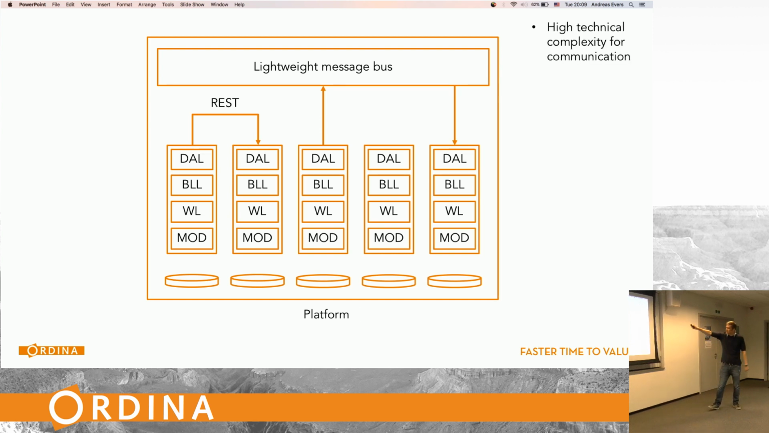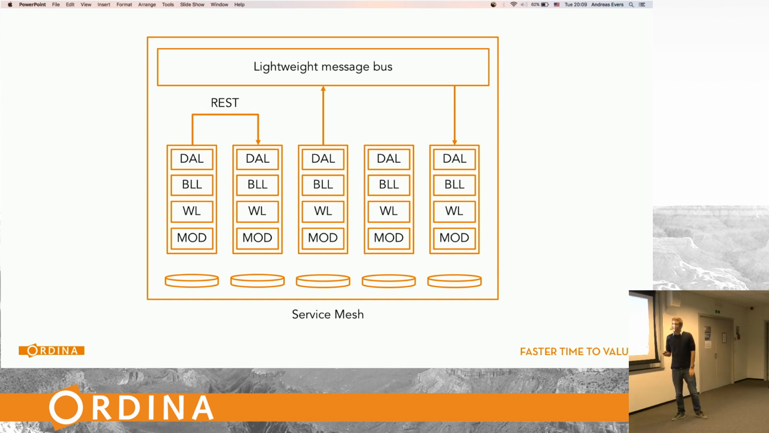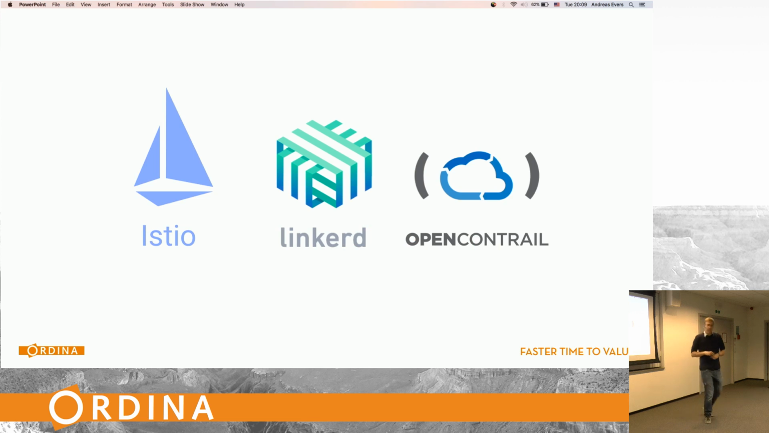How we can solve this is service meshes. So I suppose nobody has heard about service meshes, right? Whoa, this one guy. Okay, so for you this will be very easy. A couple of examples here are Istio, Linkerd, or OpenContrail. So these things try to help you with dealing with this communication complexity, the network that's between your services.